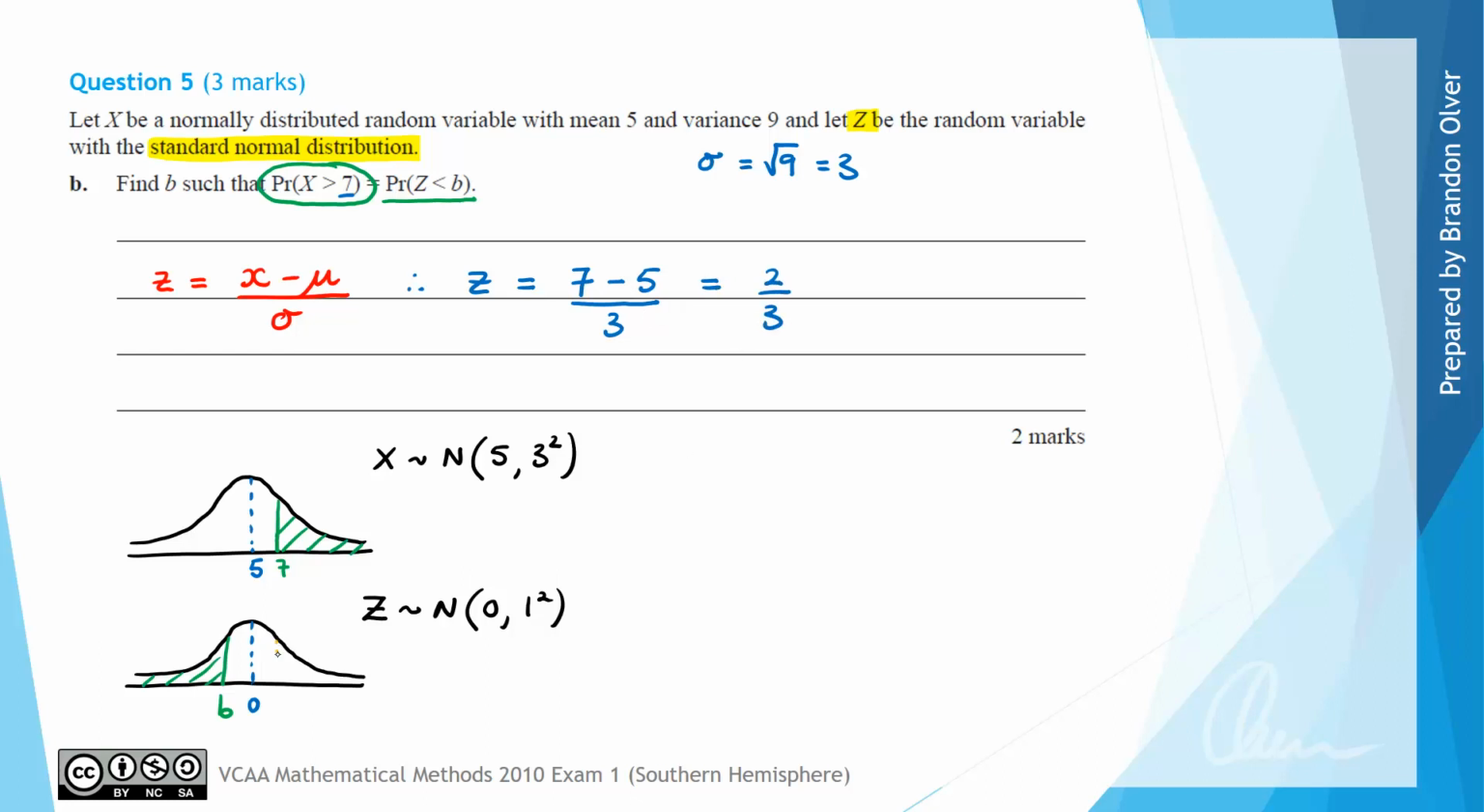However, that 2 over 3 would have been this value here, but we weren't looking for the probability that it's greater than 2 over 3, we want the probability that it's less than b to be equivalent. So using symmetry, we know that b must equal negative 2 on 3. So therefore, our answer for this question is b must be equal to negative 2 on 3.